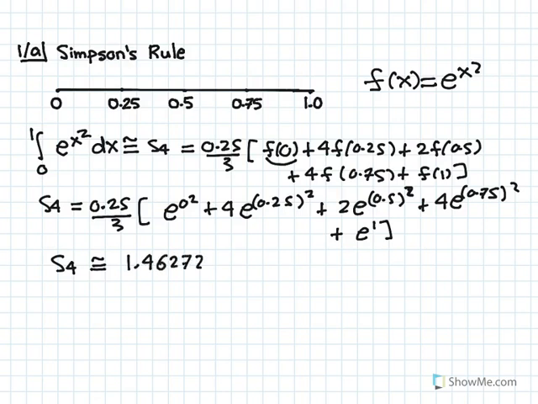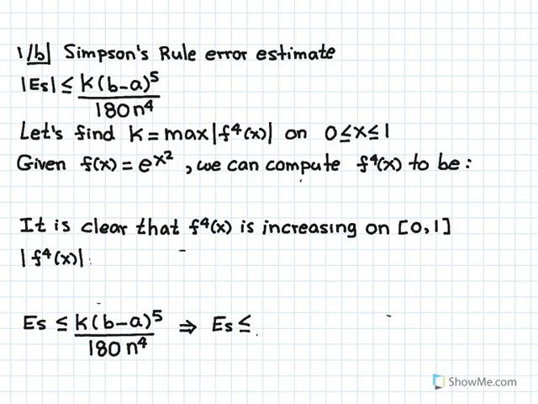1.46272. So this is the Simpson's rule approximation to the definite integral 0 to 1 of e to the x squared dx. The question, of course, is how good is this approximation? And that's what part B of the question is going to look at. So S4, this is our approximation, is 1.46272. All right, let's look at part B. Here we have the Simpson's rule error estimate.